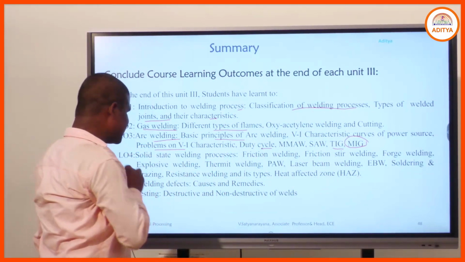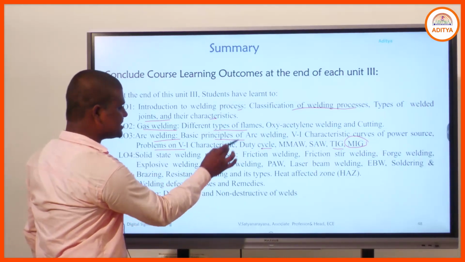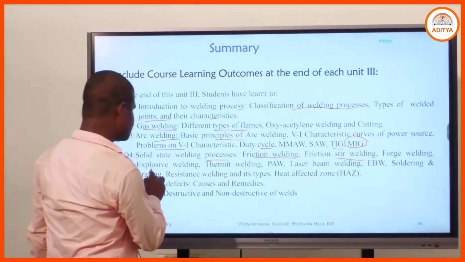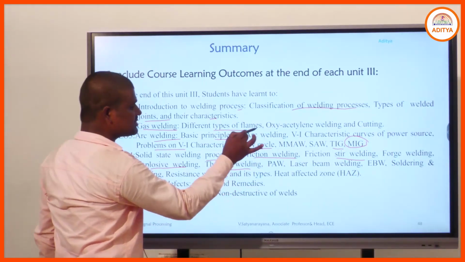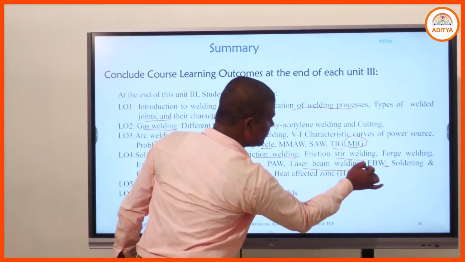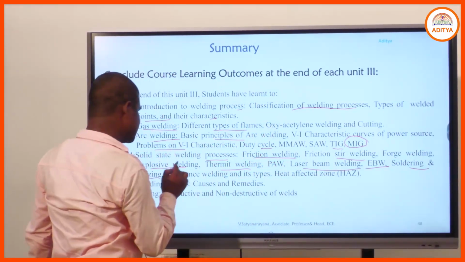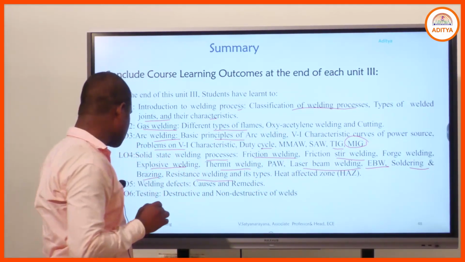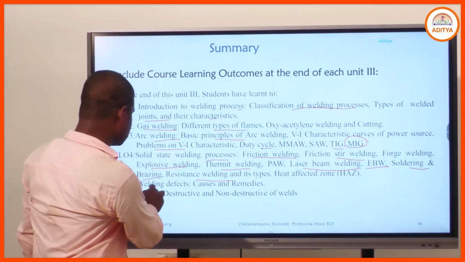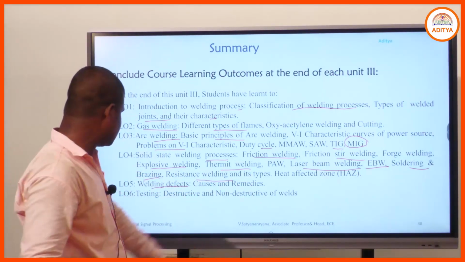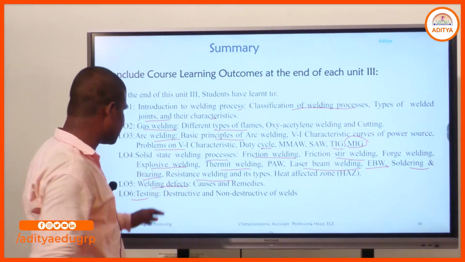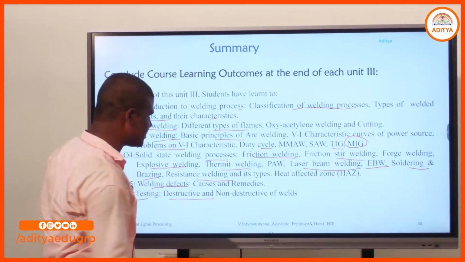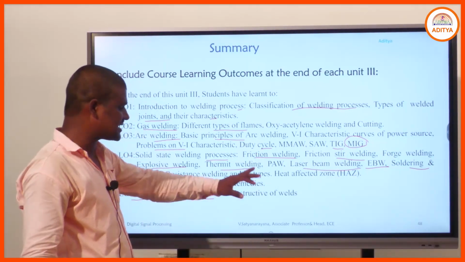Learning outcome 4 covered solid state welding processes like friction welding, friction stir welding, forge welding, explosive welding, thermite welding, plasma arc welding, laser beam welding, electron beam welding, soldering, brazing, resistance welding and its types, and the heat affected zone. Learning outcome 5 covered welding defects, causes and remedies. And learning outcome 6 covered weld quality testing, that is, the destructive and non-destructive testing methods of the weld.